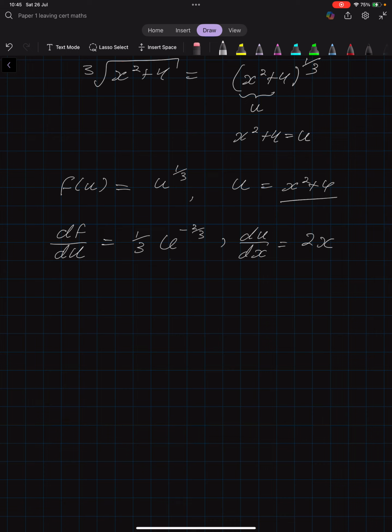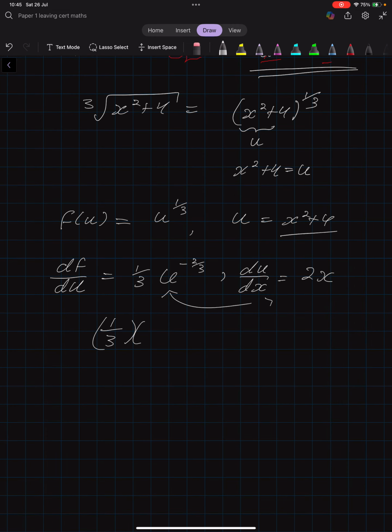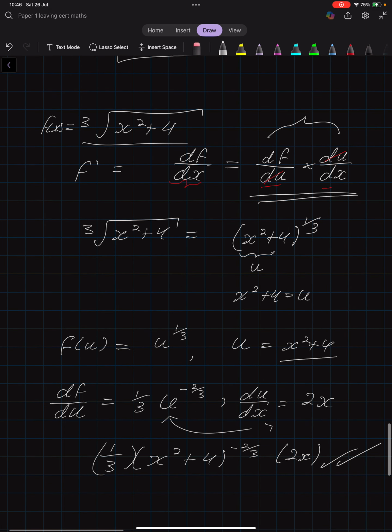So now, if I multiply these two things together, I get a third times u to the minus 2 over 3. Well, u is just equal to x squared plus 4, to the minus 2 over 3, times 2x. Boom, you're done. Nothing more can or has to be done. You are finished.